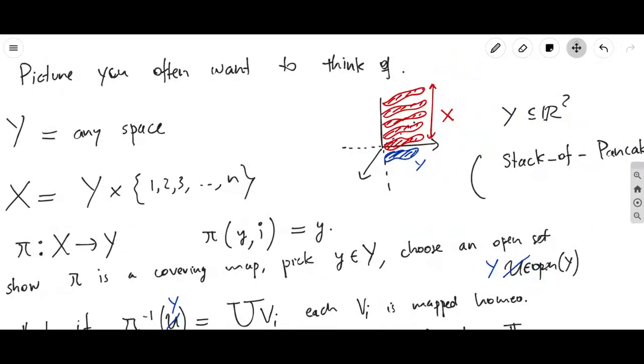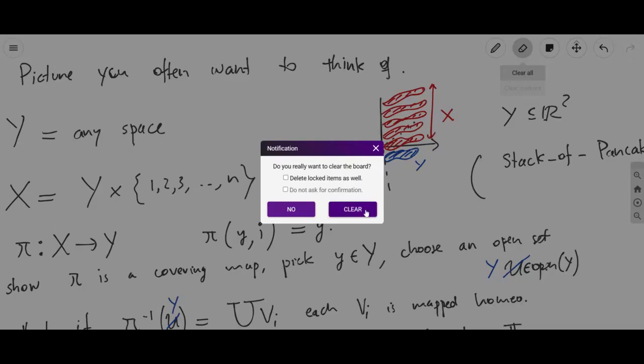Now, the example that we really want to get to, and this is the super important example, has to do with the circle. This is perhaps the simplest important example. It's fairly simple, but it's fairly important in the subject. So the simplest important example of a covering map.